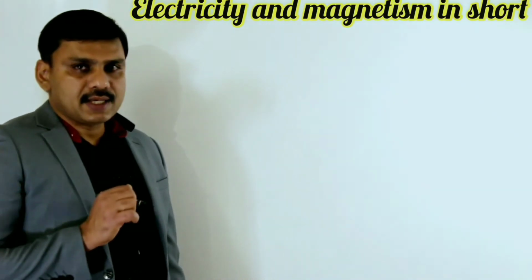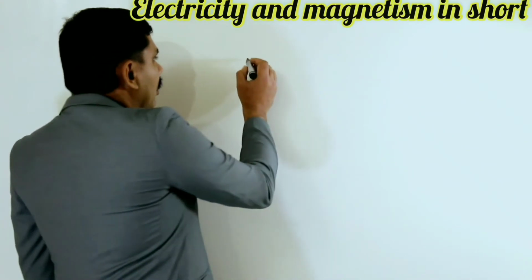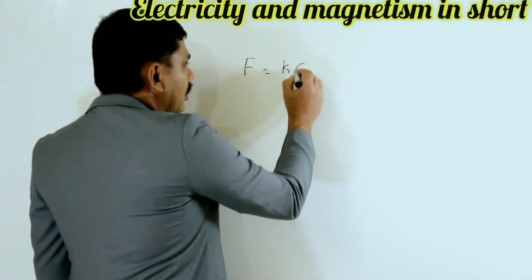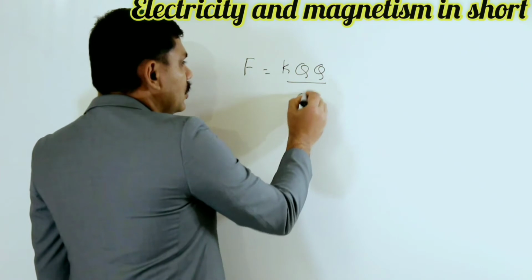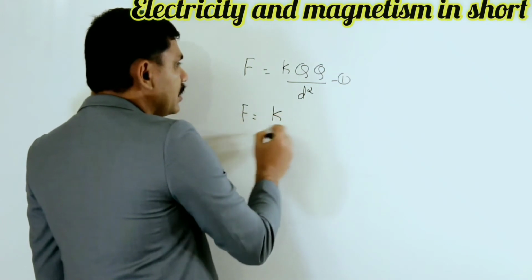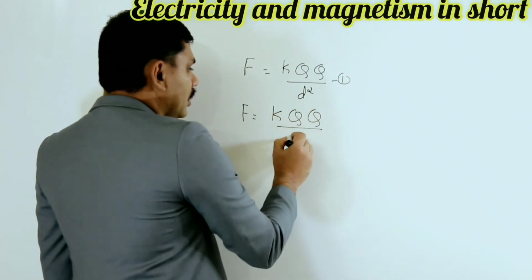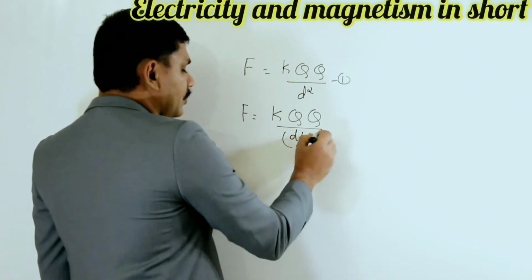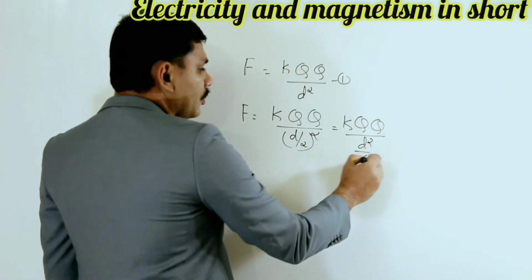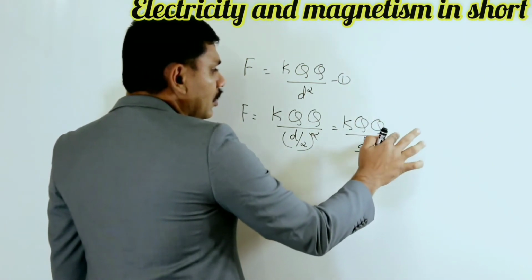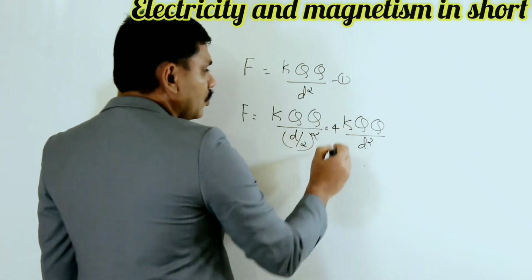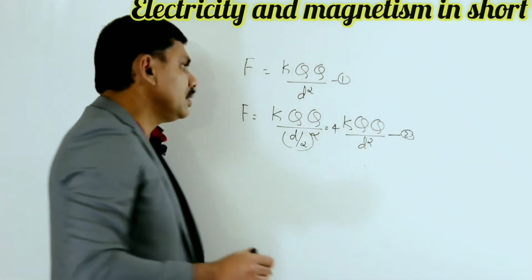The last problem I am discussing completely. In the beginning, the force was F equal to K, the charges are identical, so Q divided by d square. Equation number 1. In the second case, K remains the same, charges are the same, then the distance becomes d by 2 the whole square, so F equal to K Q divided by d square by 4. Instead of that, the 4 will come as numerator. It is equation number 2.